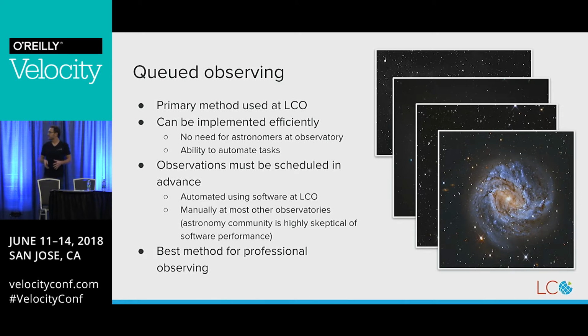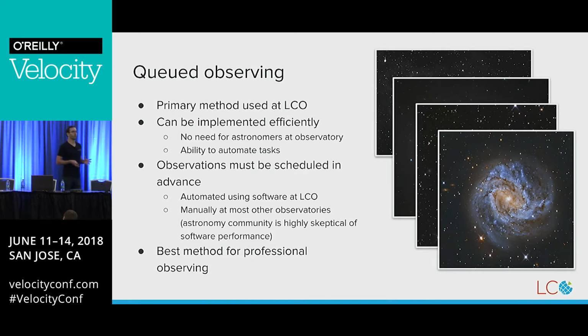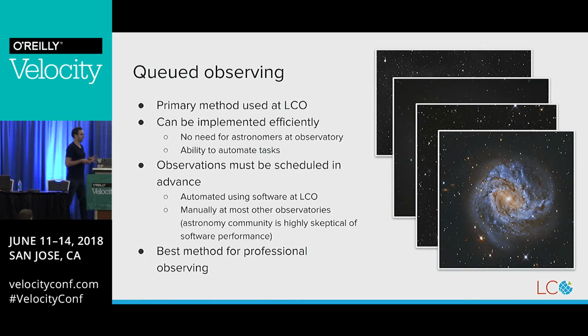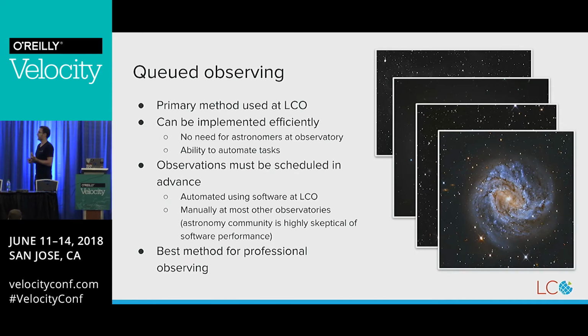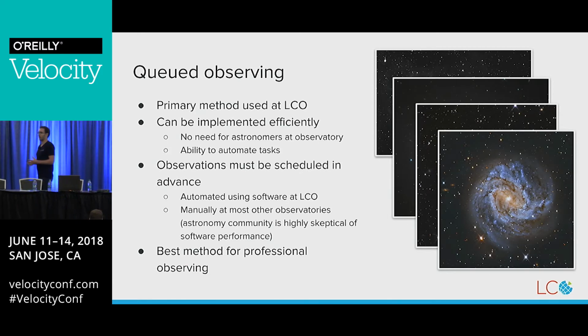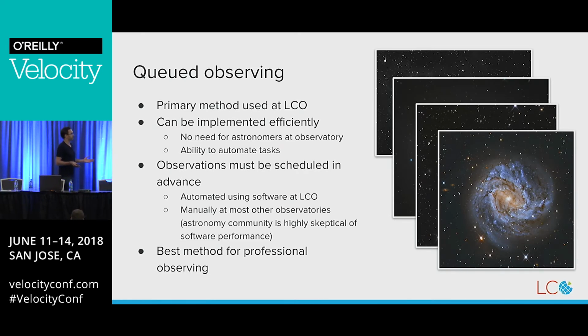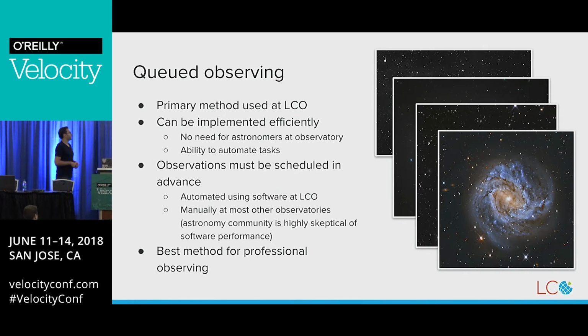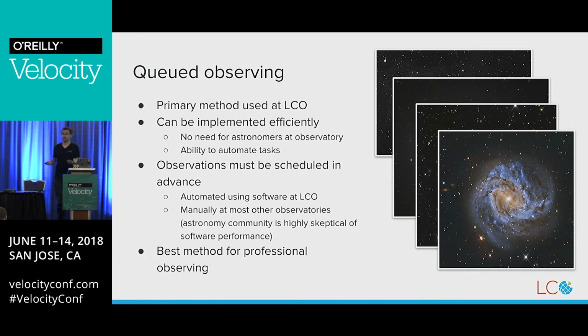Most other observatories use manual processes for this, and that's because the astronomy community as a whole is very suspicious of software's ability to automate their tasks. They think that they can do it better, and they don't trust it. A lot of the astronomy code bases that exist today are in Fortran, IDL. If there's not a huge reason to move forward, they just stay behind. If it works, just keep doing it. And so cued observing is the best method for professional observing because of the generally low overheads and the ability to automate.